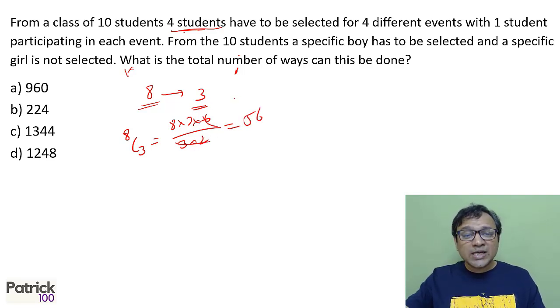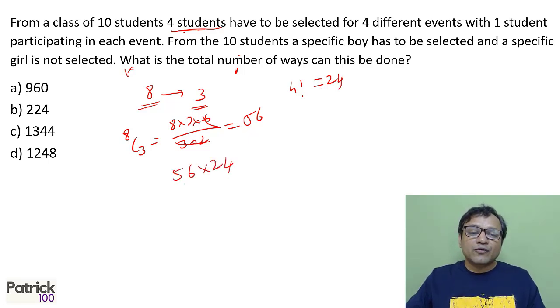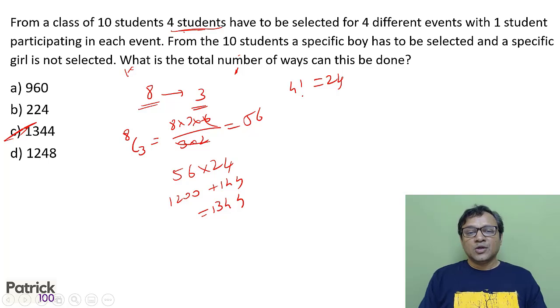Now these 4 students selected have to be arranged into 4 different events, which is 4 factorial ways, which is 24. So total number of ways is 56 into 24. If you look at it, you can solve: 24 into 50 is 1200, 24 into 6 is 144. You will get the answer as 1344, C option. So first choose 3 from 8, and then you arrange the 4 people in 4 factorial ways. You get the answer as 1344.